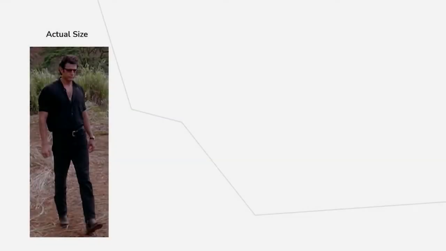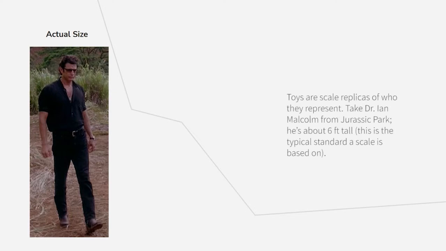Here we have Dr. Ian Malcolm from Jurassic Park. This is his actual size. He is about 6 feet tall. Now, 6 feet tall seems to be the standard for what an action figure scale is based off of. So, if a character is shorter or taller than this 6 feet standard, they will obviously be slightly smaller or bigger in their action figure form. So, once again, toys are scale replicas of whoever they are representing.